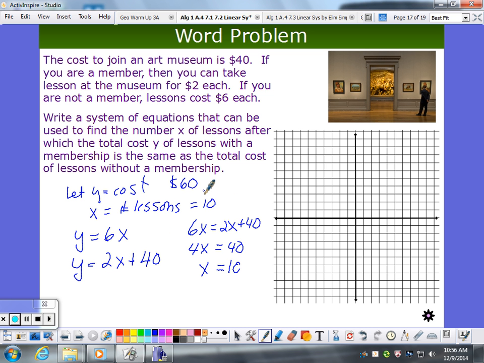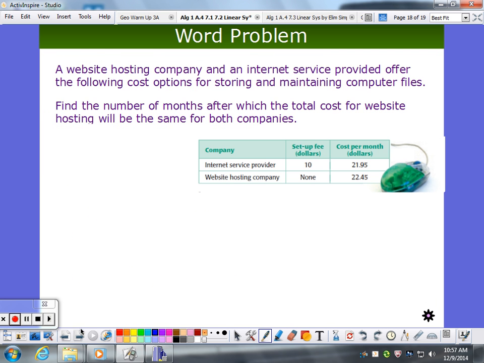So 10 lessons is kind of that measurement you're going to use. Are you taking less than 10 lessons? Yes? Which one should you use? That one. If you're doing exactly 10, it does not matter. Maybe you join because there's maybe other benefits. But if you're going to take more than 10, you do this one. Okay? Word problems. I think I've got one more word problem here.